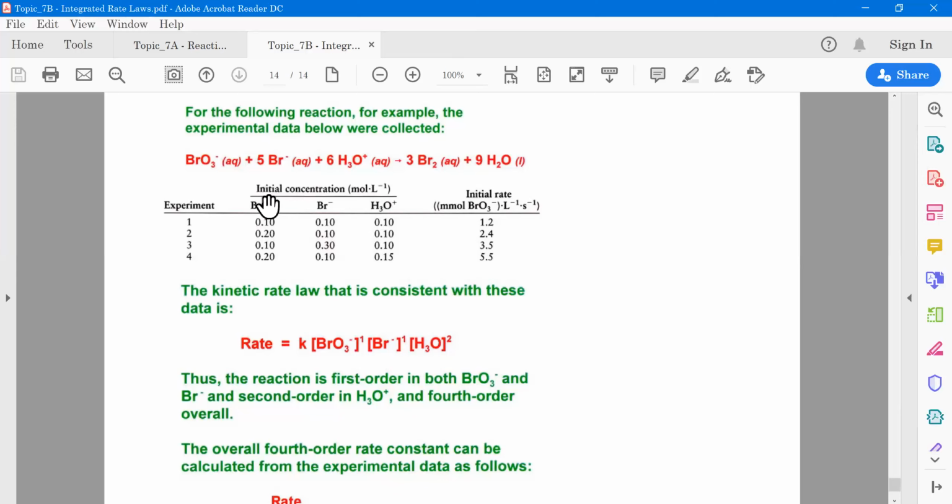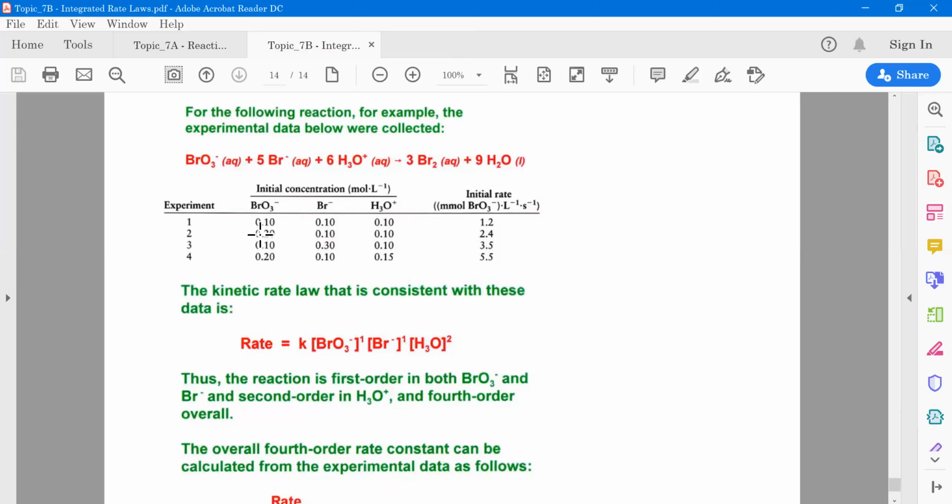In this case, we're doing it in terms of the bromate: 1.2 millimoles per liter per second. All right. The second experiment involves keeping the bromide and hydronium ion concentrations the same as in the first control experiment, but doubling the initial concentration of bromate.